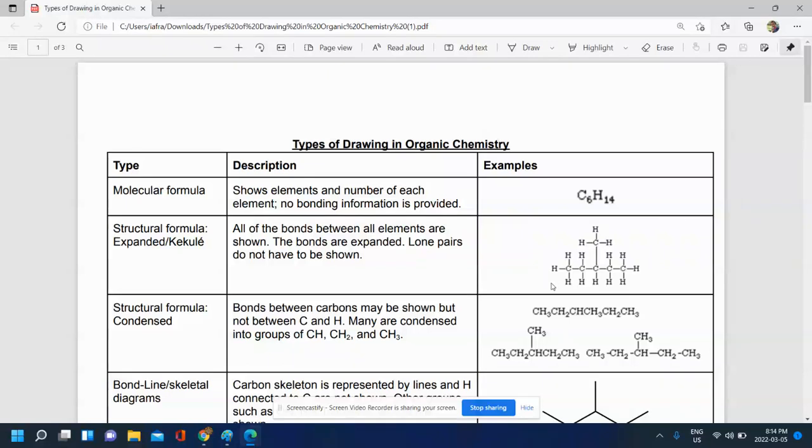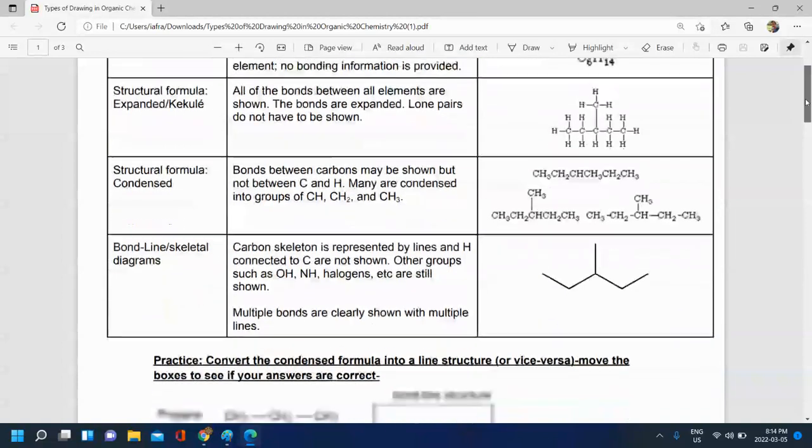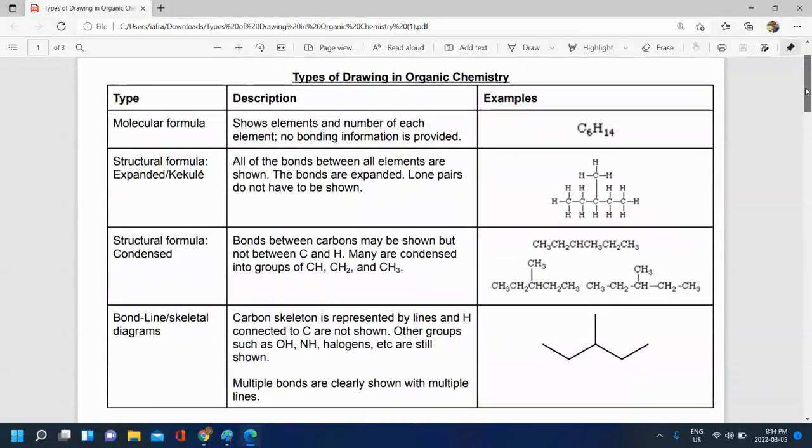In this video, we're going to explore the different types of representations that you can see in organic chemistry for molecules that you'll be drawing and naming. One way to represent chemicals in organic chemistry is by using a simple molecular formula. As you can see here, this is a molecular formula, C6H14. This just basically tells you how many of each atom there is in the compound.